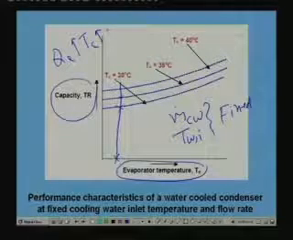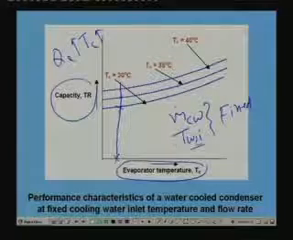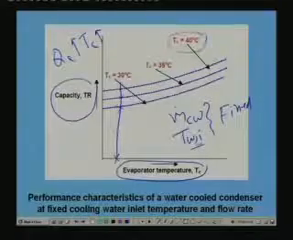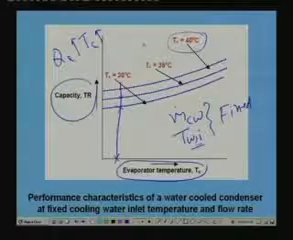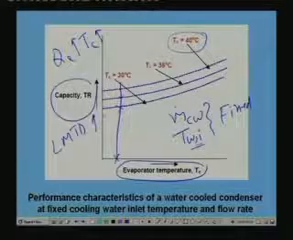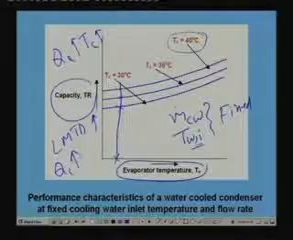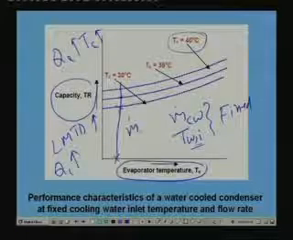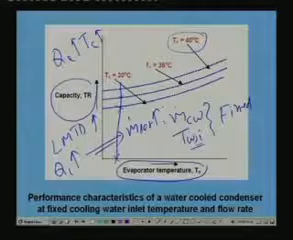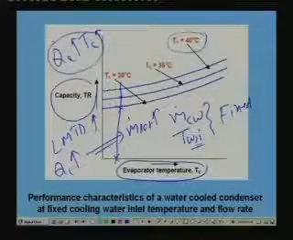Because we have fixed the mass flow rate of the cooling water and we have also fixed the water inlet temperature. So when you are increasing the condenser temperature, your log mean temperature difference increases. Once the log mean temperature difference increases, QC increases. Once QC increases, the mass flow rate of refrigerant increases, and once the mass flow rate of refrigerant increases, the capacity of the system increases.